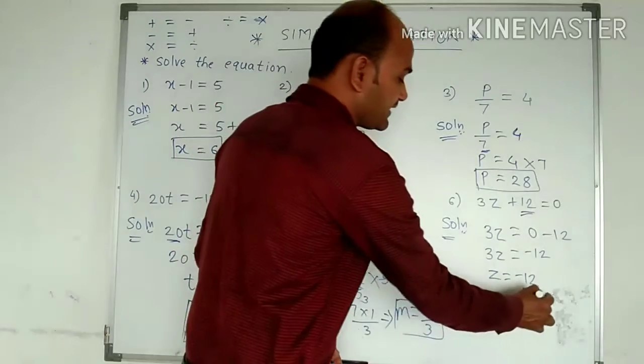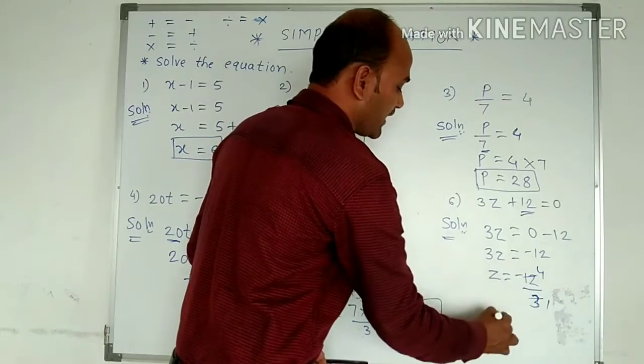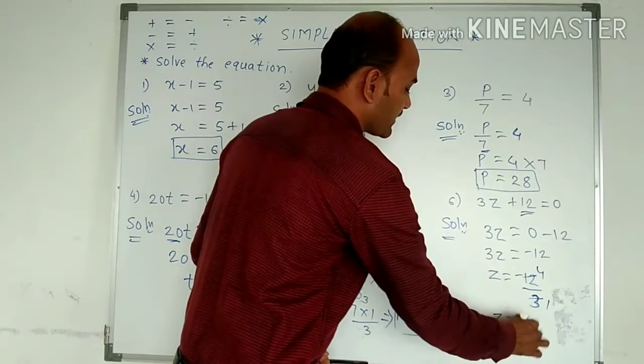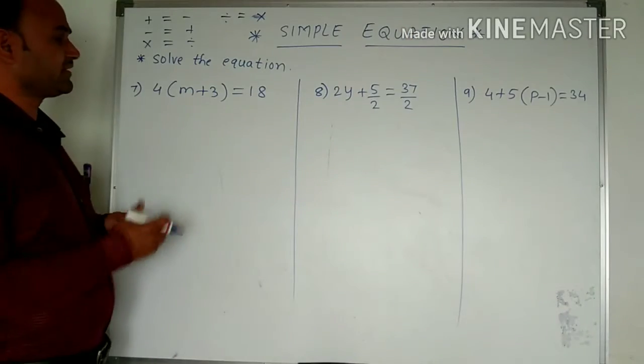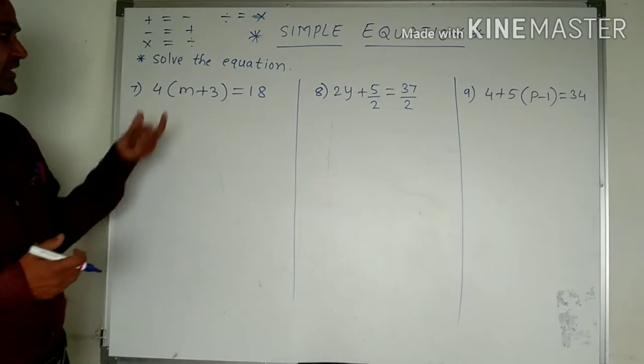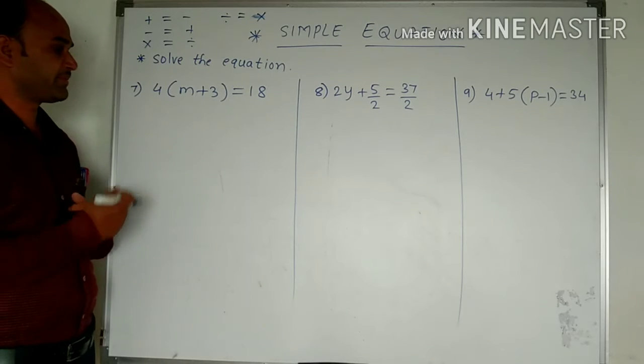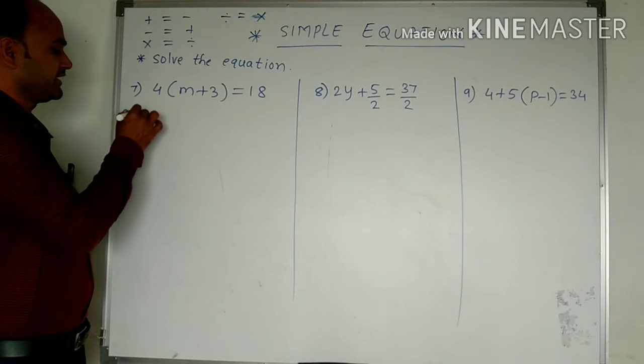So we see here that 3 1s are 3, 3 4s are 12, so z is equal to minus 4 is the answer we got here. Okay, see the next question. Let us see how to solve this type of example.